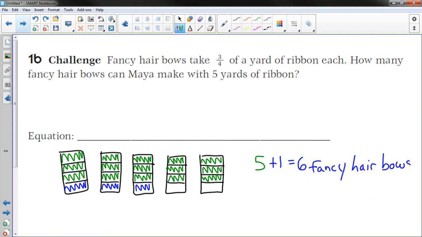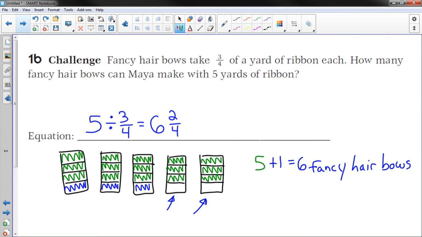Boy, how am I going to write that equation though? Well, it's just like the first one. It's going to be 5 divided by 3/4. What's that going to get me? It's going to get me 6. And what do I have left over? I have 2/4. I wonder if that's what I'm going to get mathematically.